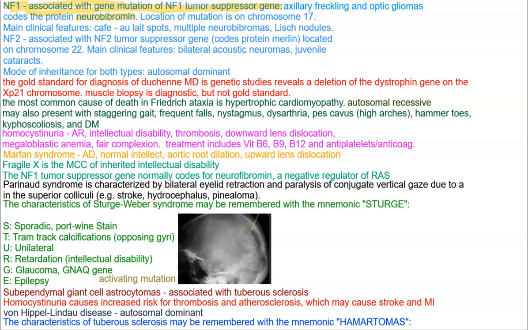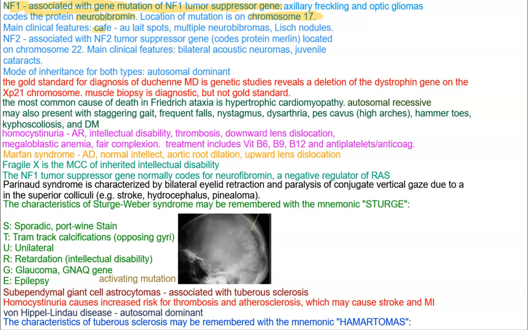The location of the mutation is going to be on chromosome 17. So in terms of main clinical features, what you'll see is cafe au lait spots.